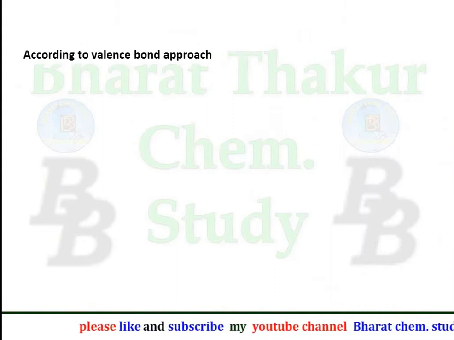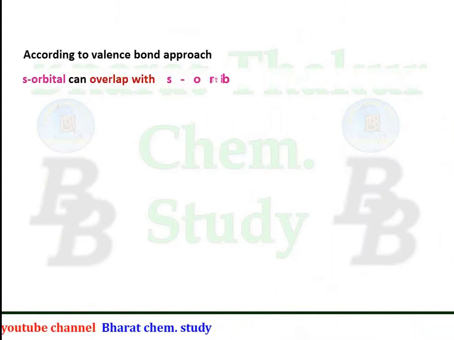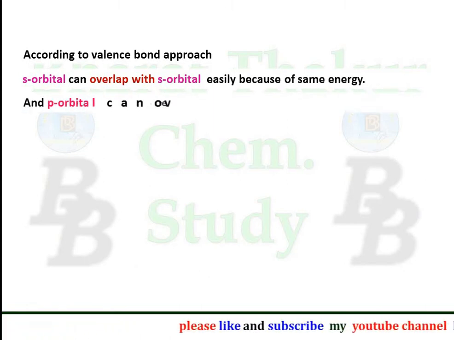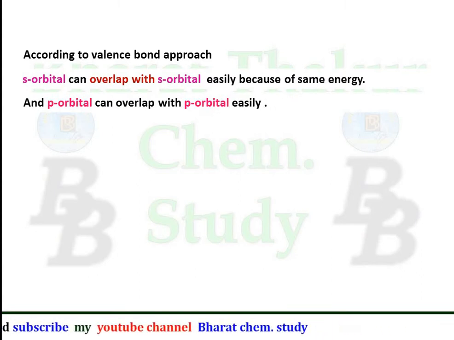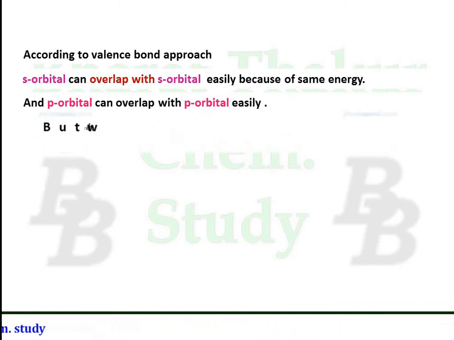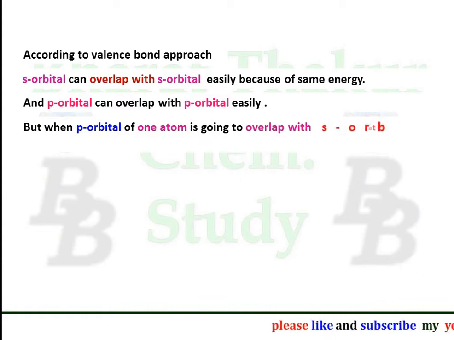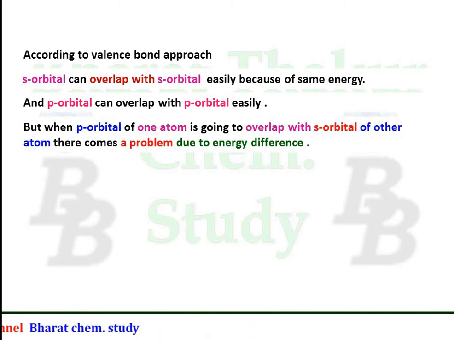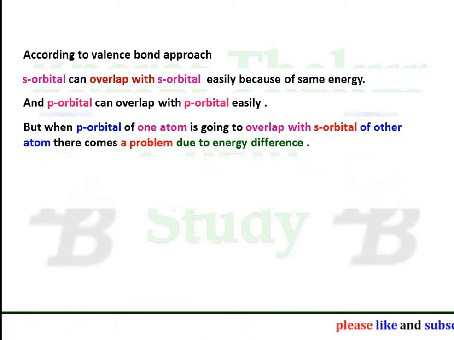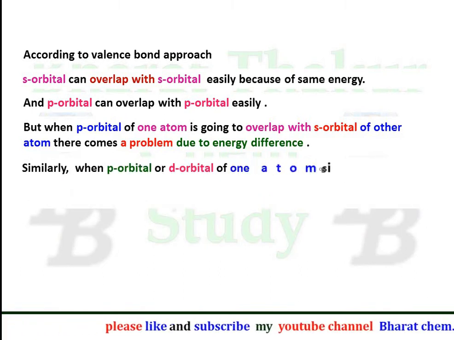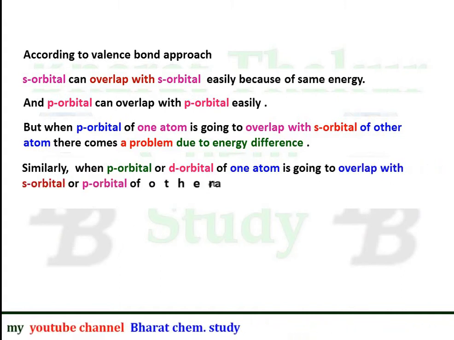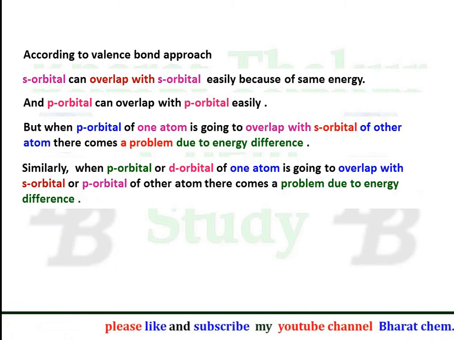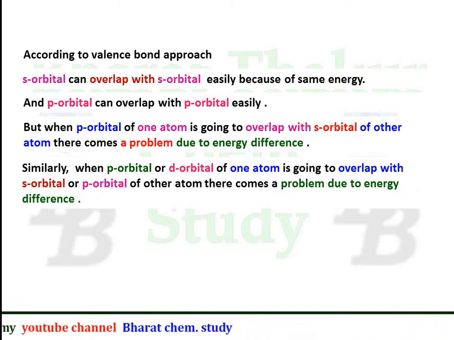According to valence bond approach, s orbital can overlap with s orbital easily because of same energy, and p orbitals can overlap easily with p orbitals because of same energy. But when a p orbital of one atom is going to overlap with the s orbital of the other atom, there comes a problem due to their energy difference. Similarly, when a p orbital or d orbital of one atom is going to overlap with the s or p orbital of the other atom, due to energy difference between them, there comes a problem.